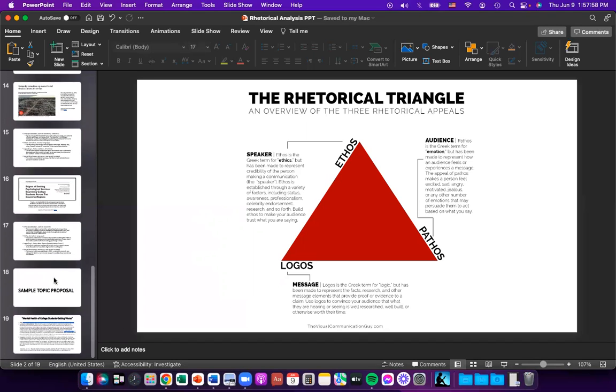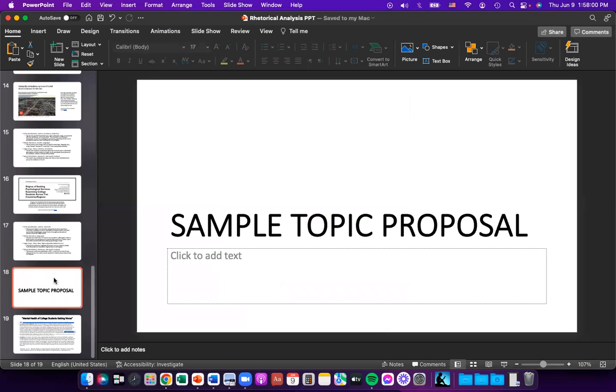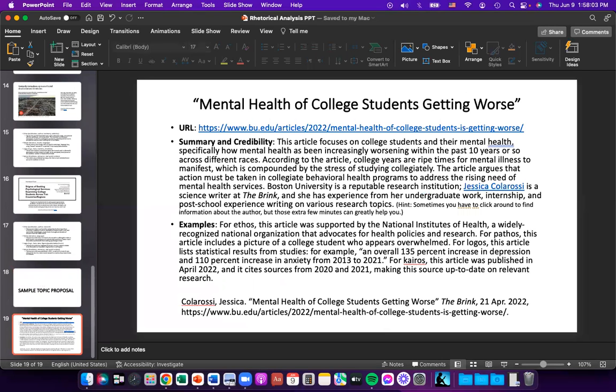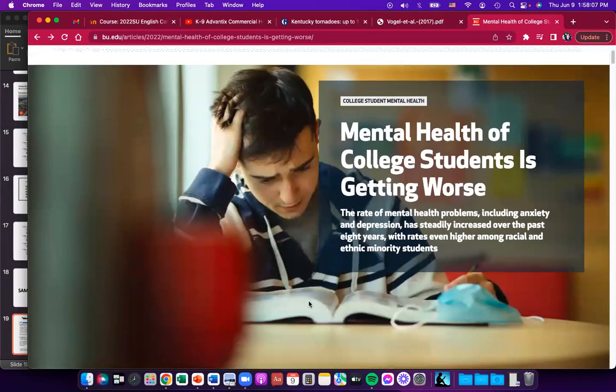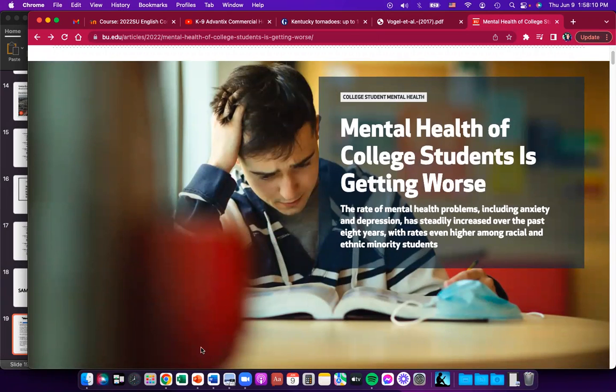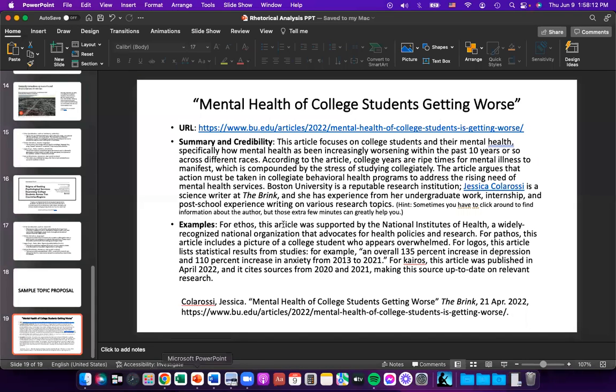Let me go over the sample topic proposal now. So let me show you the website that I'm choosing to use for this: Mental health of college students is getting worse. You'll notice what I do here. The 3 things that I'm requiring of you are the 3 things that I've done here. I've copy and pasted the URL. The URL is important so that I can see how your summary went, and I can see if you have an example for each of the appeals.